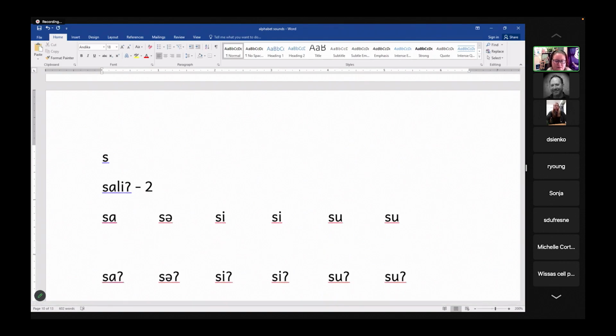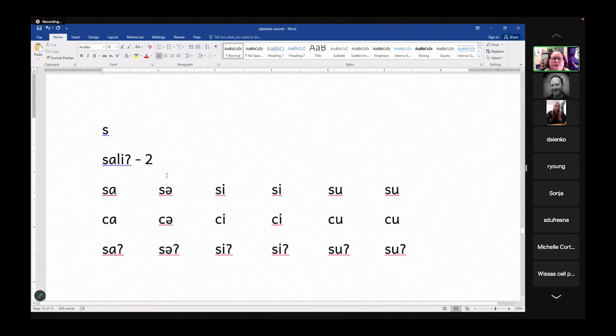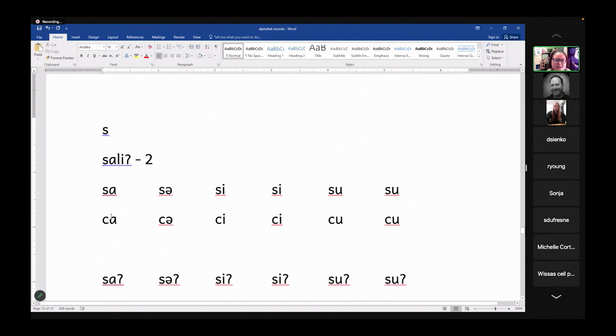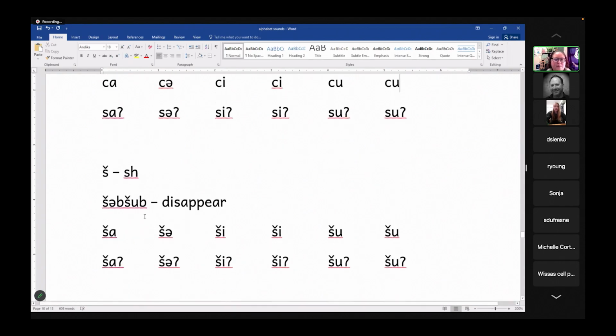Let's do the chart with the C's just so that we can hear the difference. Sa, sa, si, say, so, su. It's hard to tell, but when you're doing the C sounds, you're going to have that TS. So you should be making the sound of a T before you make the sound of an S. T, t, t. Sa, sa, si, say, so, su. So something to keep in mind.